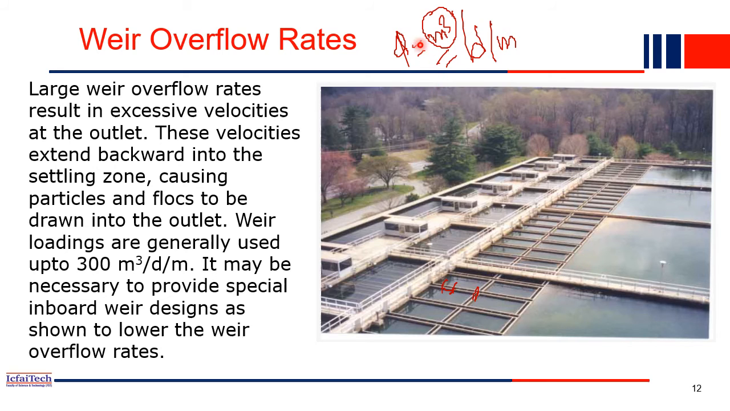So our main objective is that we should keep this q value, this weir overflow rate, as low as possible, so that water stays longer in the sedimentation tank before coming into the drain. Okay, so that is our objective. Weir loading is generally kept at 300 meter cube per day per meter, meaning that much water will be deposited per meter length. So it may be necessary to provide a special inward weir design.